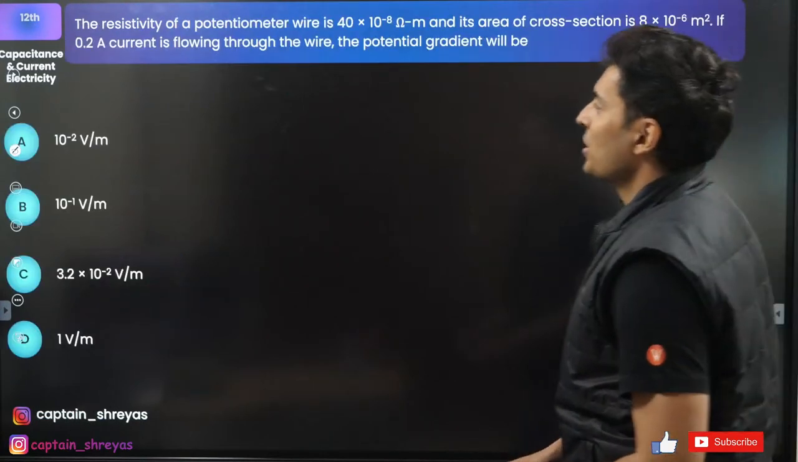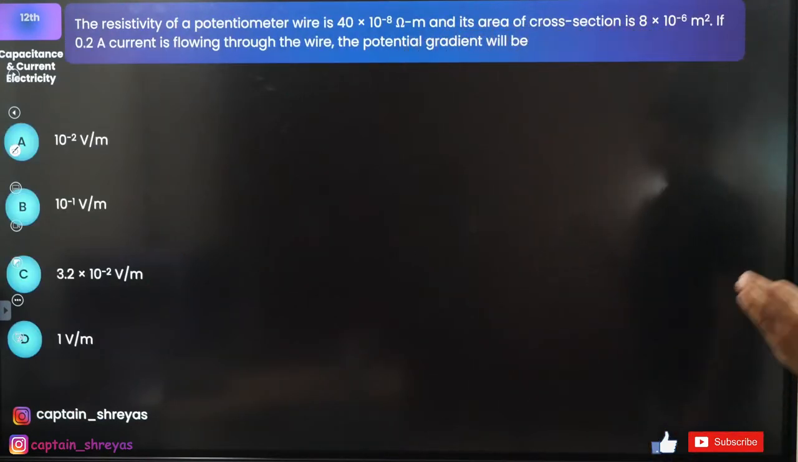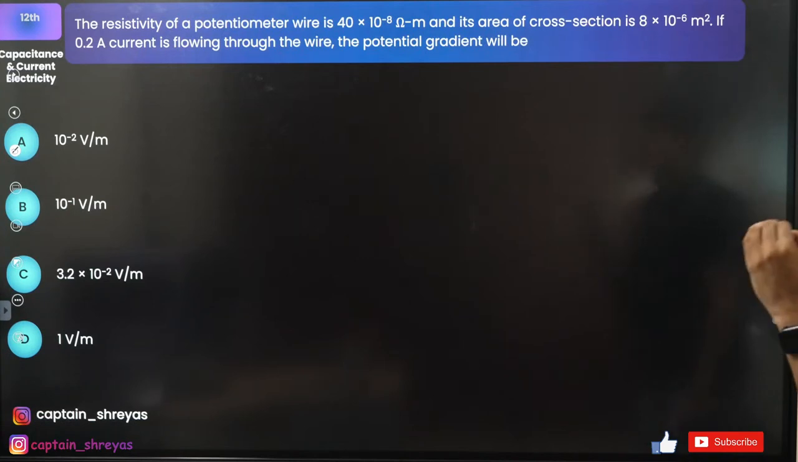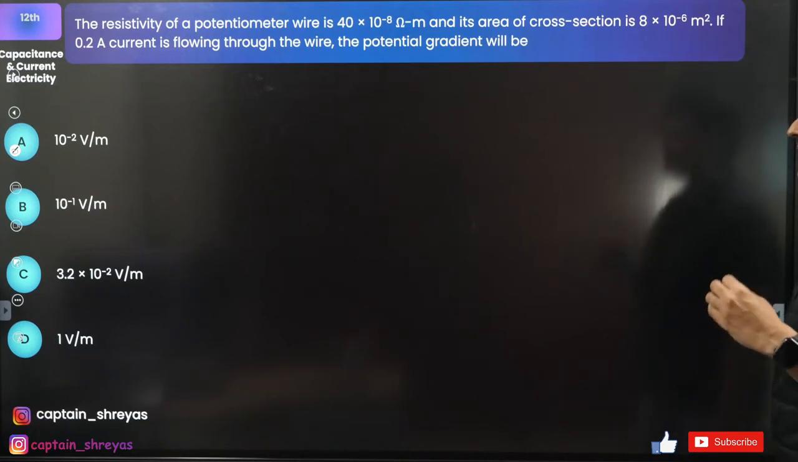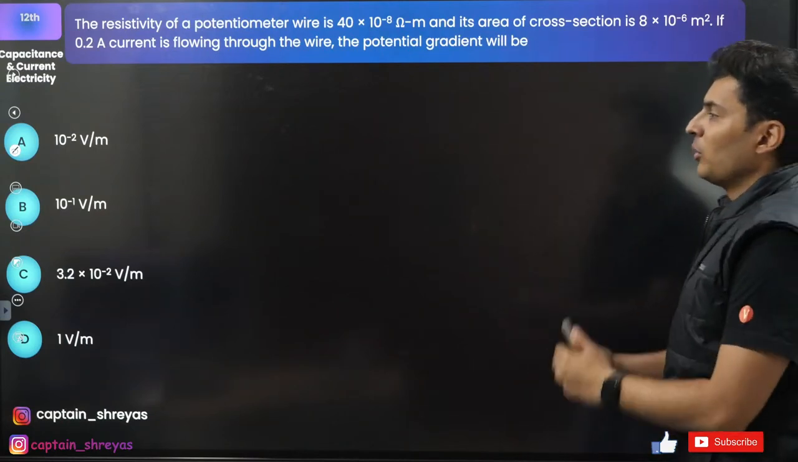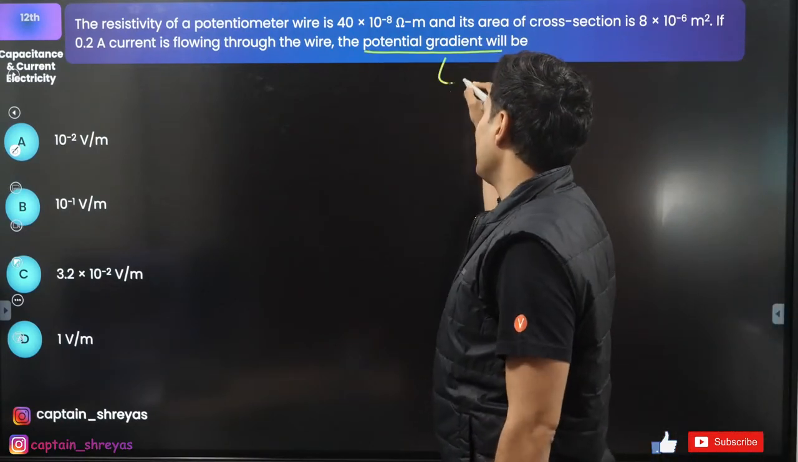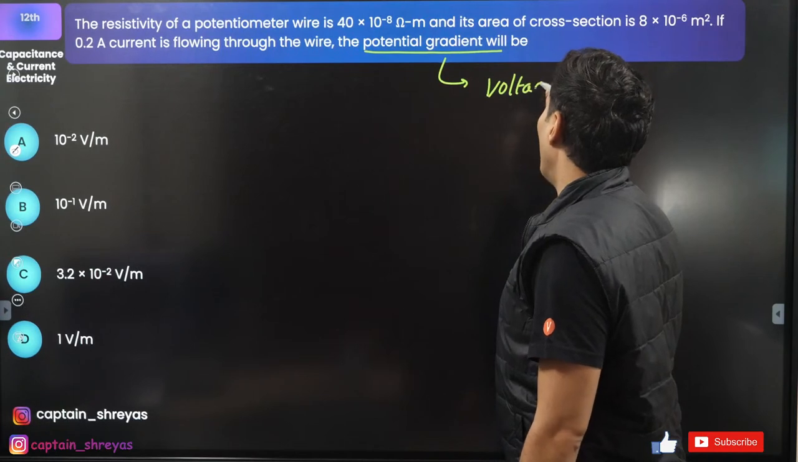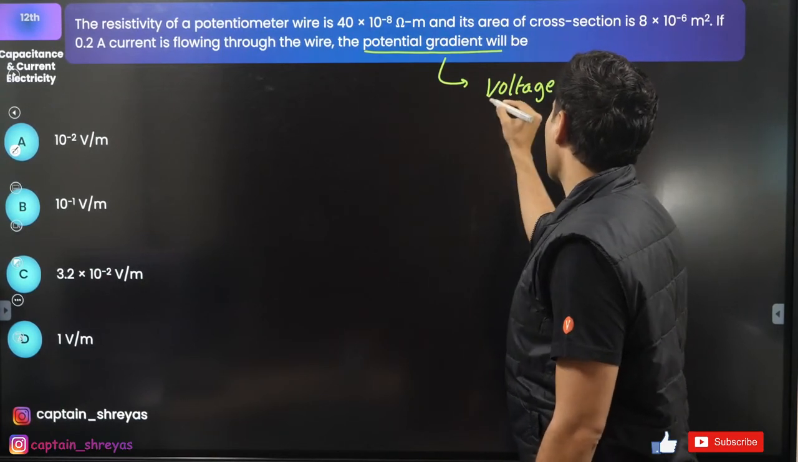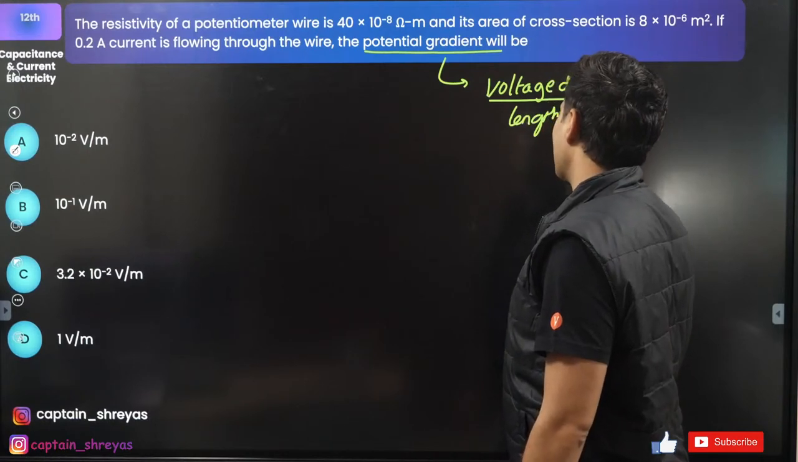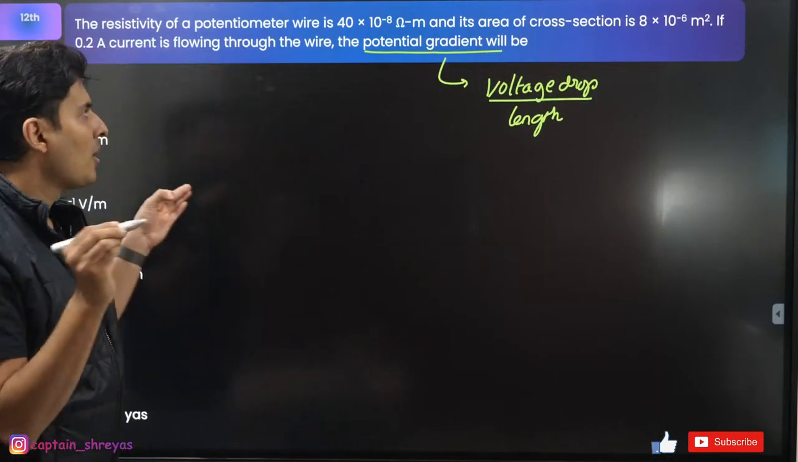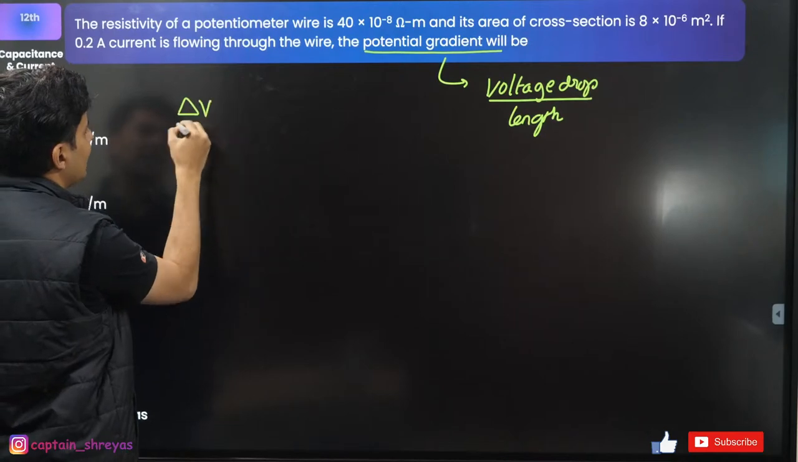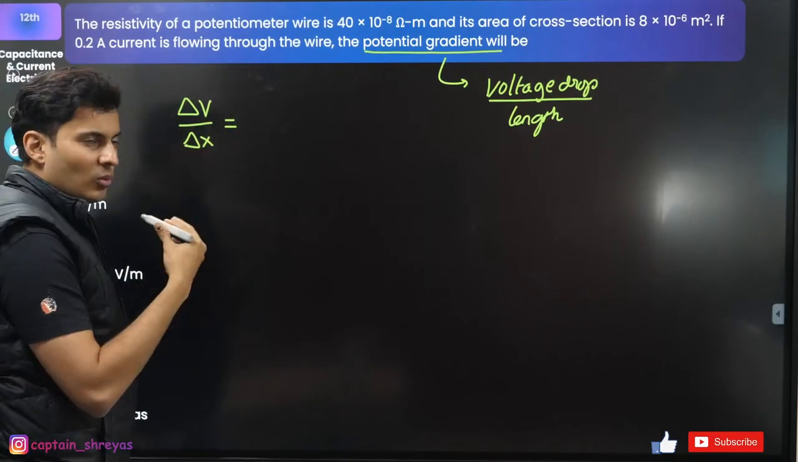Awesome. So let's solve a question. The resistivity of a potentiometer wire is this much. The area of cross section is this much. If the current flowing in it is 0.2 amperes, then what is the gradient of the potential? Now, the moment you hear this word potential gradient, you should understand what it means. It is the voltage drop or voltage change per unit length or distance. That is the meaning of voltage gradient or potential gradient. So the question says, what is the voltage gradient? So voltage difference per unit length, that is what it is.